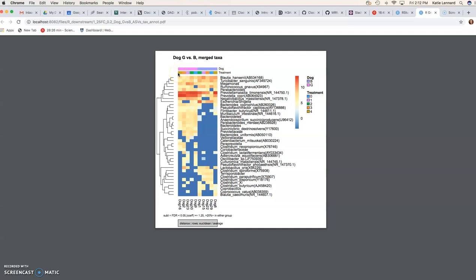In this case, we haven't really clustered the samples, but if you see any patterns by treatment, then you might want to include that factor as a covariate in your analysis to make sure that the results you're getting are from your differences in dog and not your differences in treatment. But in this case, we can see there is absolutely no pattern here by treatment.